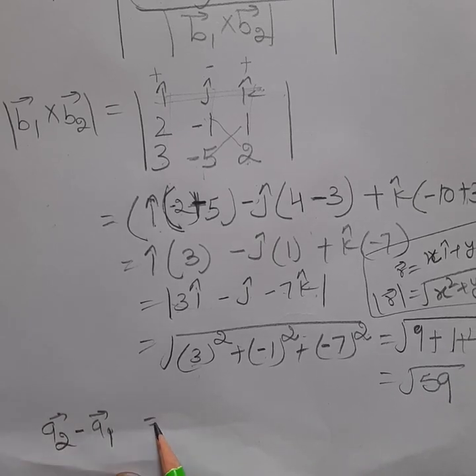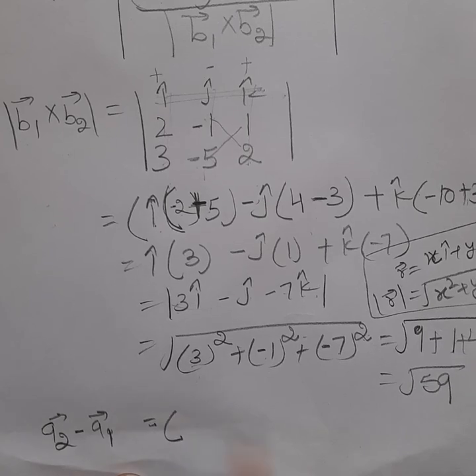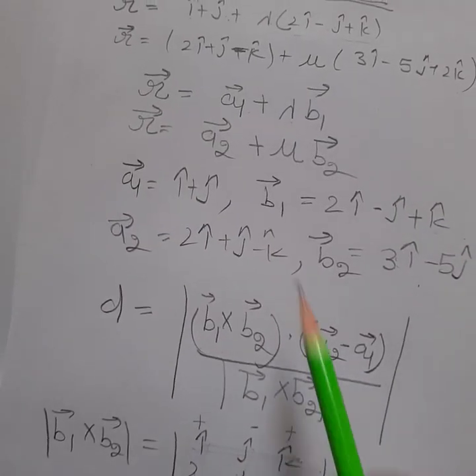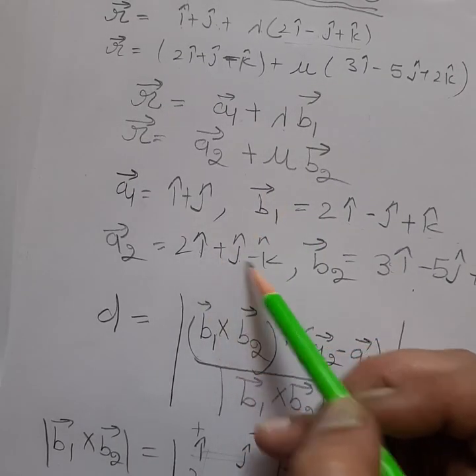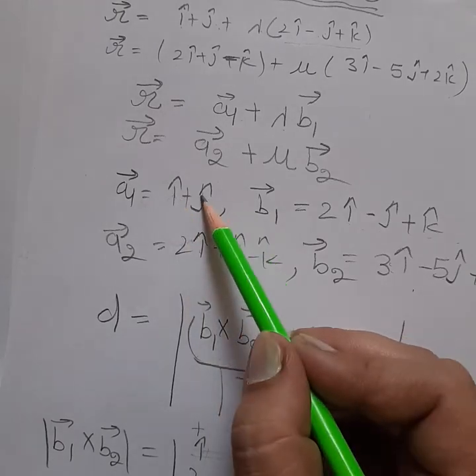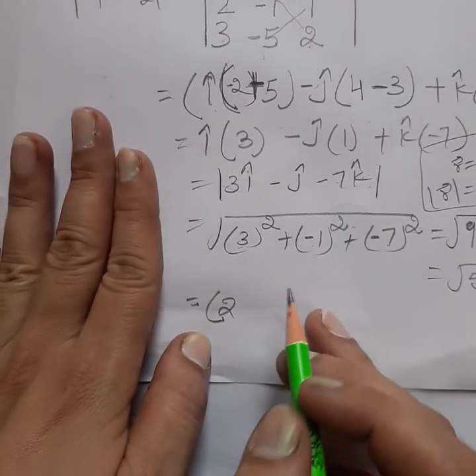For this, first of all, we write the a2 vector. What is the a2 vector in our question? You can see from the starting, this one, 2i plus j minus k, and i plus j, and we have to subtract these two vectors. In this way we get 2.